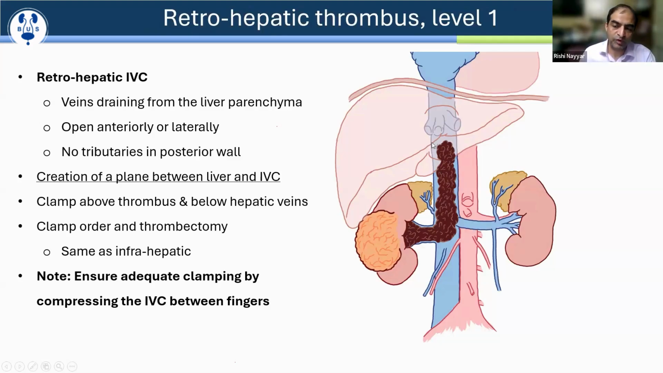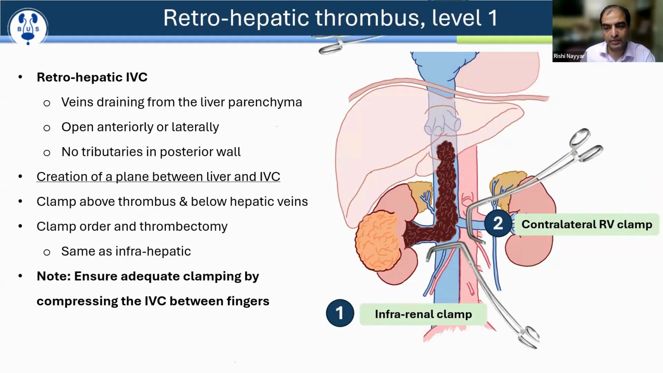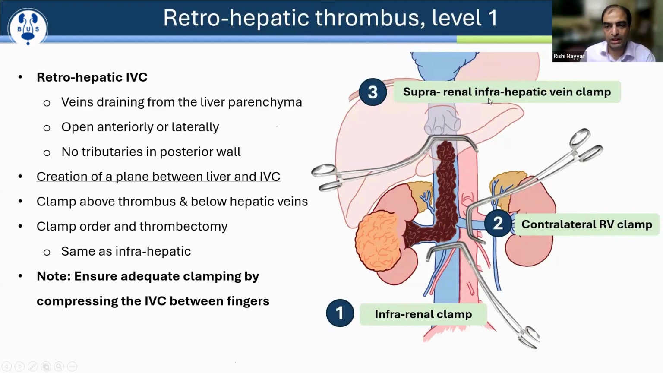And once that is done, the rest of the management would be similar to what we have done for an infrahepatic thrombus, because we are now able to apply the clamp on the suprahepatic IVC. And again, the application of the clamp would be in the same sequence. First, the infrarenal clamp, then the contralateral renal vein clamp, and then the suprarenal infrahepatic vein clamp. Once this is done, make a cavotomy, remove the tumor thrombus, and once you have pulled it down, you can even take your clamp lower down.